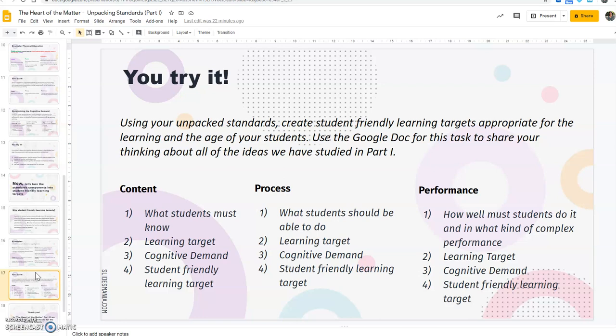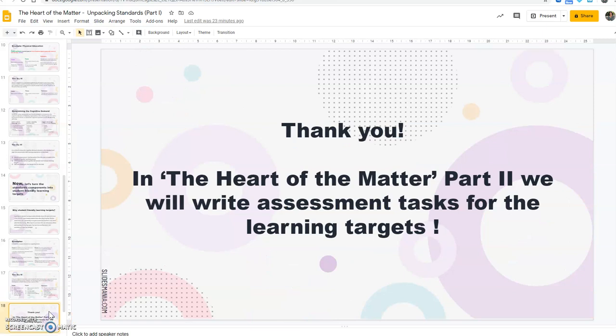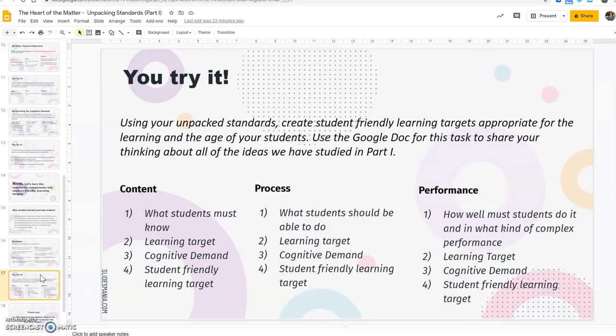This concludes this video. In the Heart of the Matter, part 2, we'll write assessment tasks for the learning targets. But before you go there, take a few minutes using your unpacked standards and create your own student-friendly learning targets appropriate for the learning and the age of your students and include them on your Google Doc. And remember, we'll be using that same Google Doc in part 2.